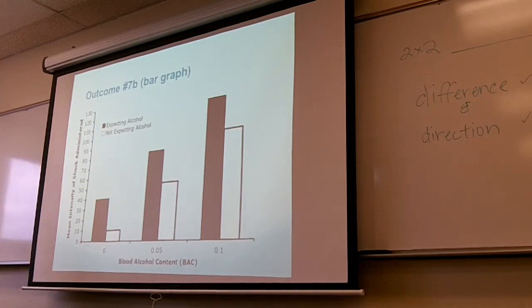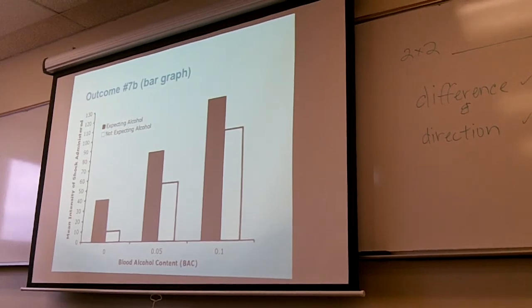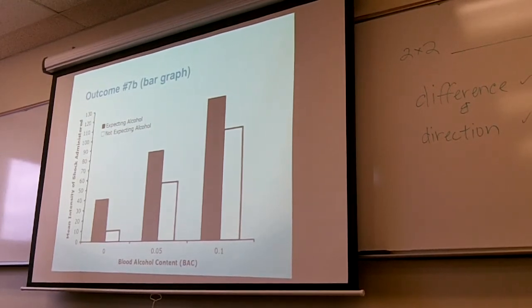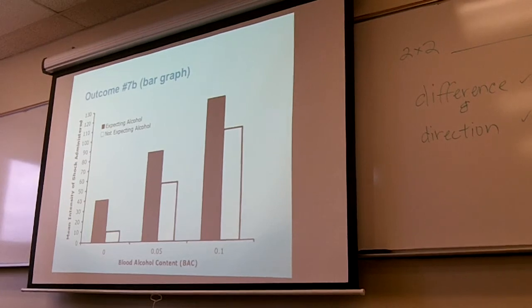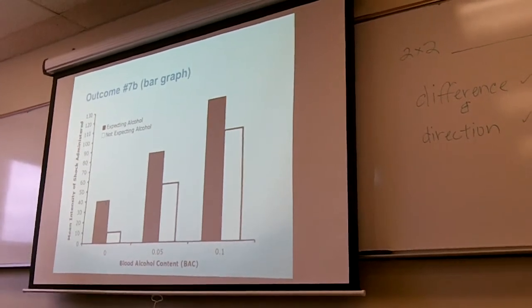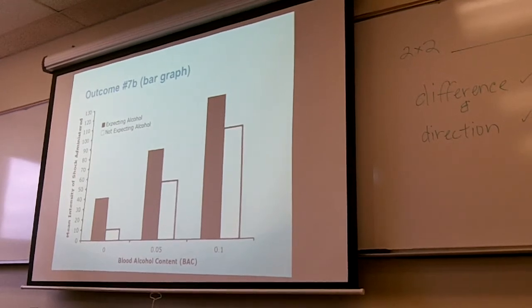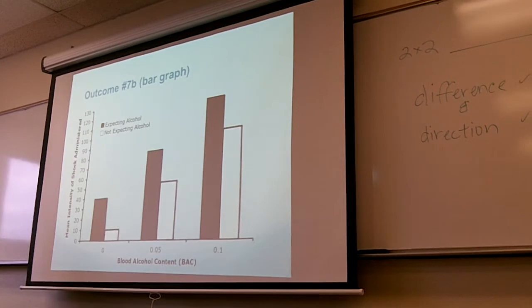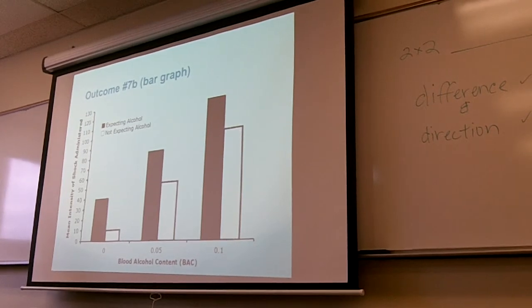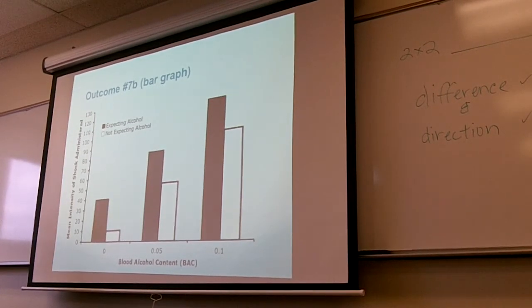Now, what about expectation? What am I comparing? The black bars all together with the white bars all together. They look different, you think? The black bars are always taller, right? That's the main effect of expectation. So people who expected alcohol administered higher shocks across the board than people who were not expecting alcohol.